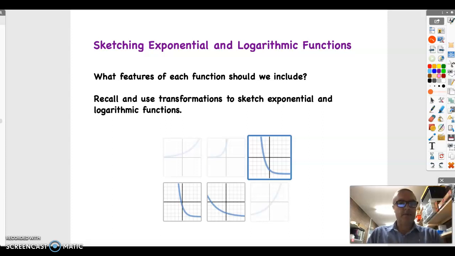G'day everybody. In our lesson today we're going to look at sketching exponential and logarithmic functions. In particular we'll look at the features of each function that we should include in a sketch, and we're going to recall and use transformations to sketch exponential and logarithmic functions by hand.